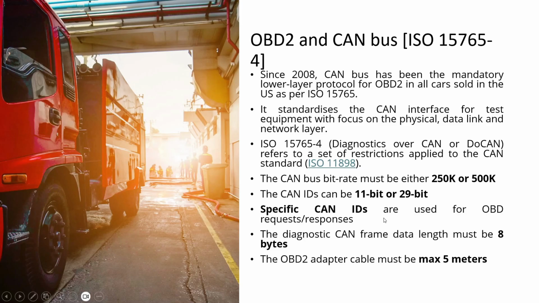Specific CAN IDs are used for OBD request response communications. The diagnostic CAN frame data length must be 8 bytes. So every diagnostic CAN frame data length is restricted to have 8 bytes. The OBD adapter cable can have a maximum of 5-meter length. So these restrictions are made under the standard of ISO 15765-4, which is called diagnostic over CAN, in order to enable integration of OBD and CAN bus system.